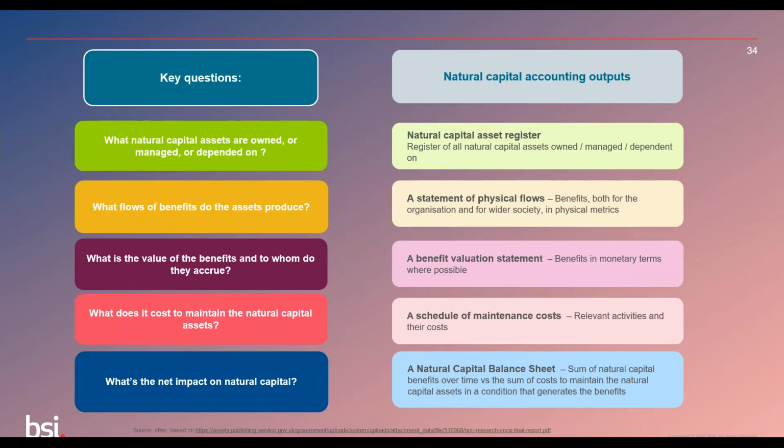So as well as the Natural Capital Protocol, of course, the British Standard at that point provided very clear specifications and guidance on the process of preparing the natural capital account. The key questions we used to outline the natural capital account were centered around our land holdings and looked at our data internally, and we focused on the benefits these natural assets produce and to whom they accrue. We gathered the cost of vegetation maintenance contracts and looked at the net impact on natural capital.